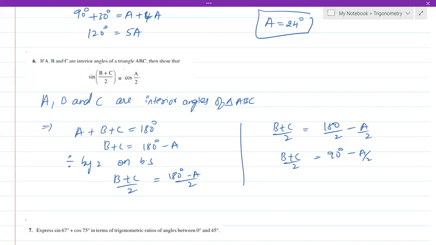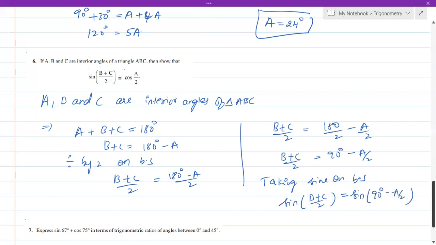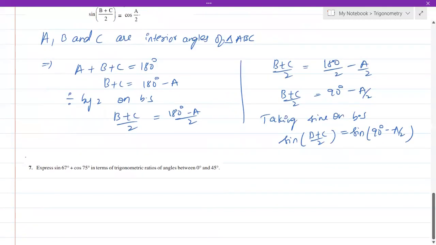So in the LHS, you need sine of (B plus C) by 2, so taking sine on both sides. It becomes sine of (B plus C) by 2 equals sine of (90 degrees minus A by 2). And we very well know that sine of 90 minus theta becomes cos theta. So cos A by 2.